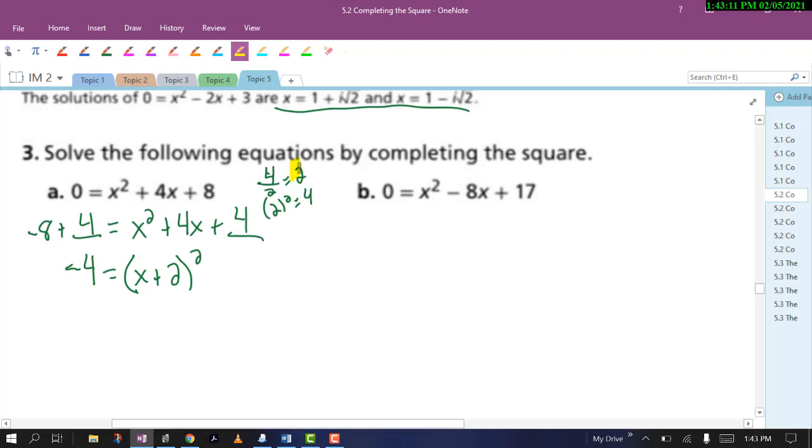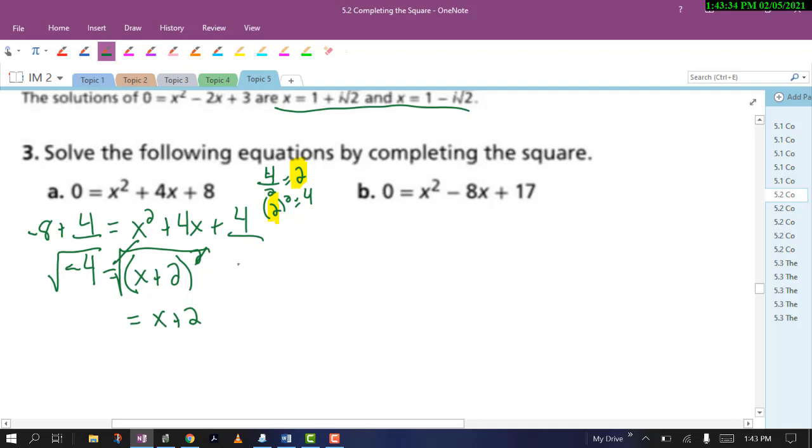Or we have the 2 right here. That's what goes inside the parentheses. So whatever way works, go for it. Now we want to keep going. We don't stop there. So we square root because we have the squared thing isolated. So squared and square root cancel out, the whole idea. So we get x plus 2, and the square root of negative 4.